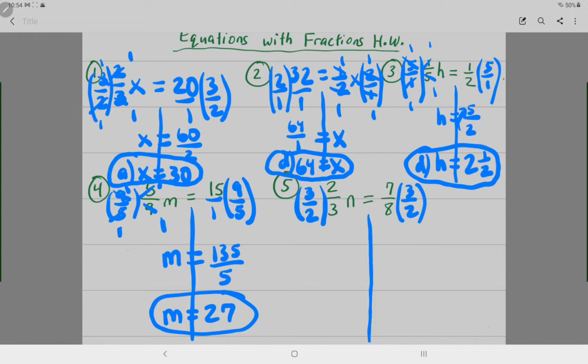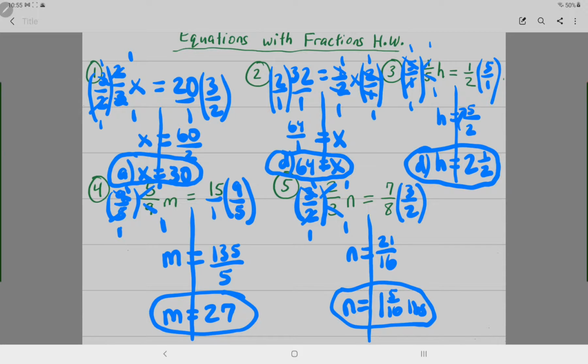Left side, 3's cancel. 3 divided by 3 is 1. 2's cancel. 2 divided by 2 is 1. Bring down our n and equals. Now right side, multiply your numerators. 7 times 3 is 21. 8 times 2, denominator is 16. And when we simplify that, convert it as a mixed number, we're going to get 1 and 5 over 16 pounds. Now, I'll just do that quickly just to show you how we got that.